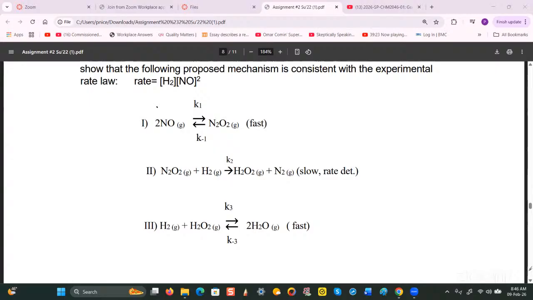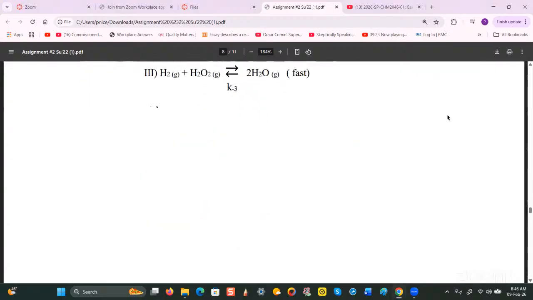Let me just scroll down here. If you were to write down the rate law based on that step, you're going to end up with rate equal to k2 times the concentration of N2O2 times the concentration of H2.